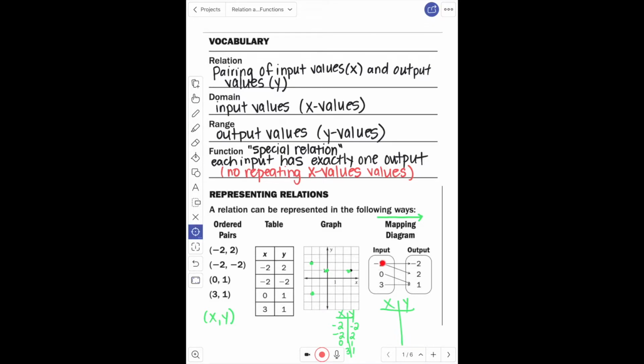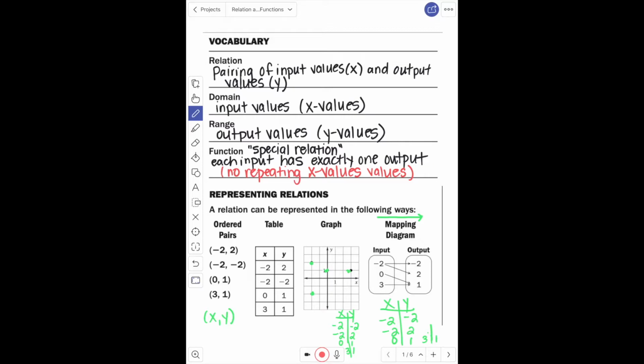This -2 maps to -2, but this -2 also maps to +2. So that makes 2 points there. So this is (-2, -2), (-2, 2). The 0 maps to 1, and the 3 maps to 1. And I'm kind of running out of room over here, so I'll just put it beside it. Now what we're going to talk about is whether these relations that I've shown with an ordered pair, a table, a graph, or a map are functions, okay?